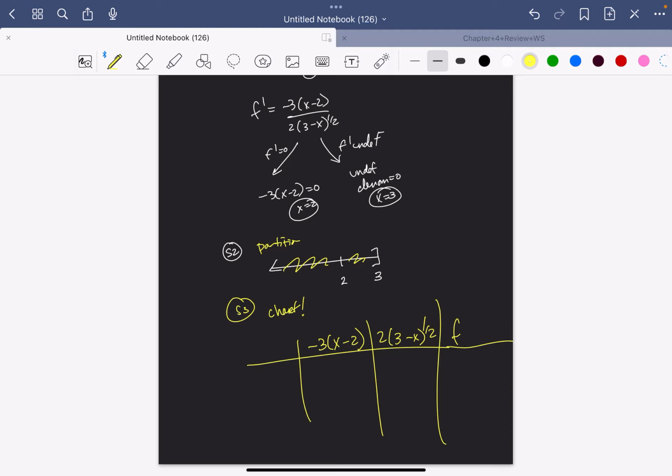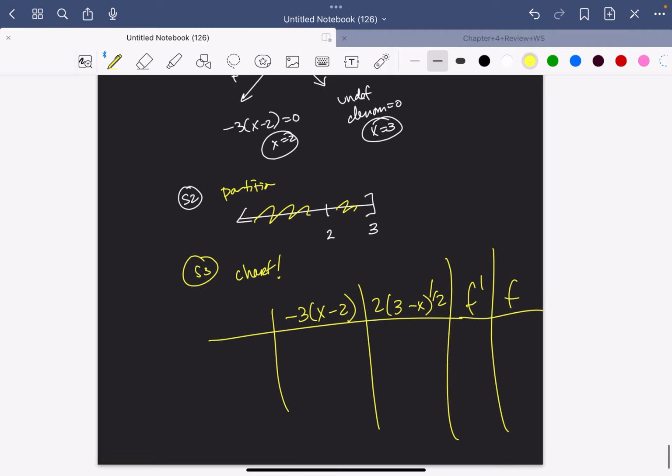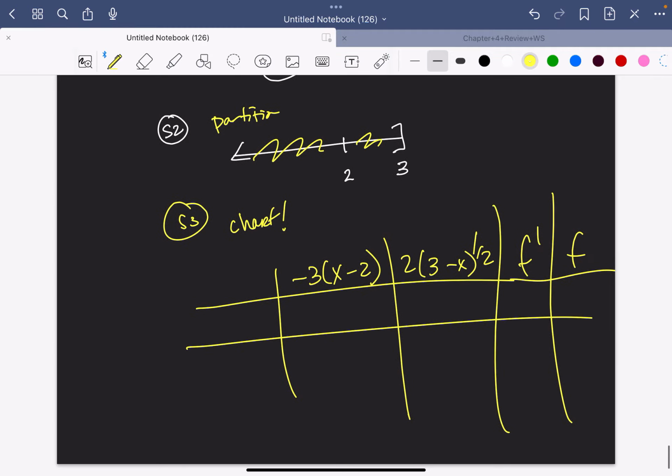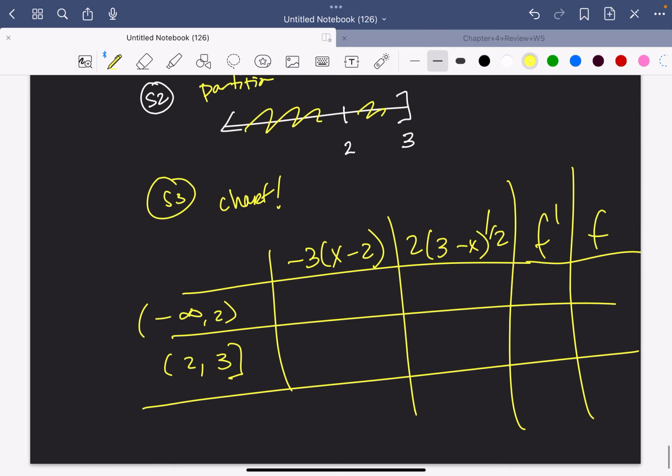And that is the derivative, which tells me about f. So then I look at my intervals. It's from negative infinity to 2, and then 2 to 3 closed. We really only have those intervals, right? So first, I could put in x is equal to negative 100, something really big negative. That's going to give me a negative times a negative, which is positive.